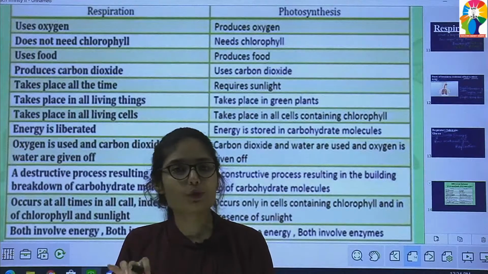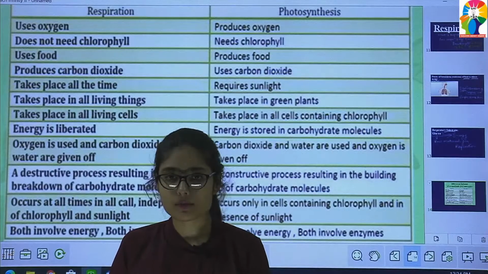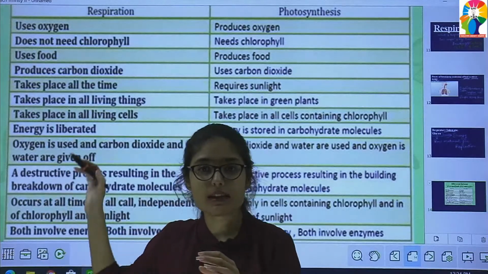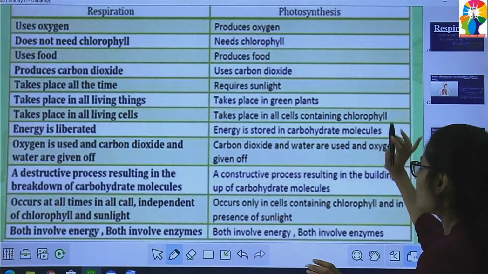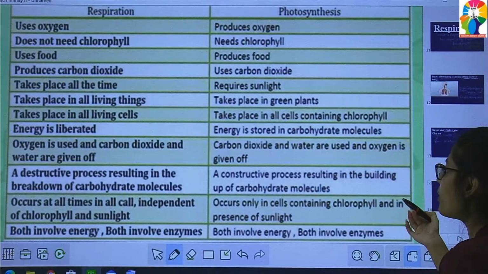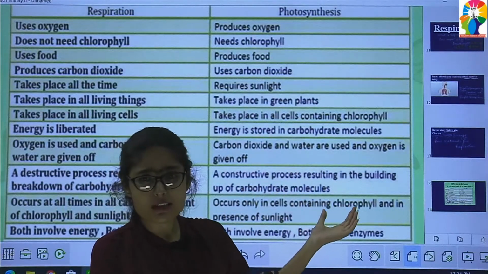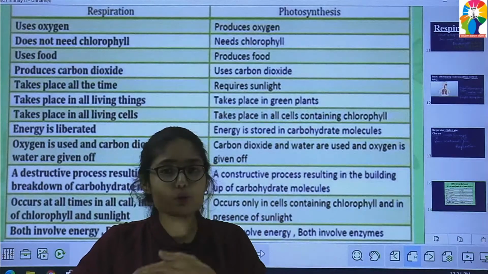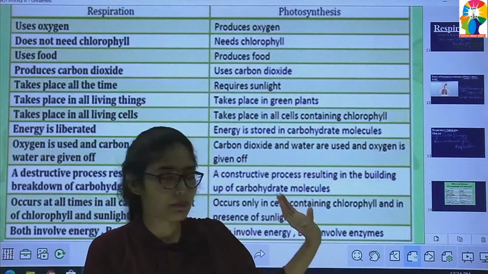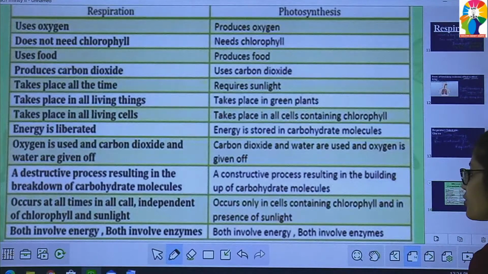So, just by eating food, we do not get energy. There are certain processes involved. There are certain organs that are working continuously to provide us energy. So, this is what happens in respiration. And talking about photosynthesis, it's a constructive process resulting in the building up of the carbohydrate molecule. Photosynthesis means making of the glucose. Making of what? The glucose. Glucose is the energy. ठीक है? Plants' food, energy. So, it's the process resulting in the building up of the carbohydrate molecule.